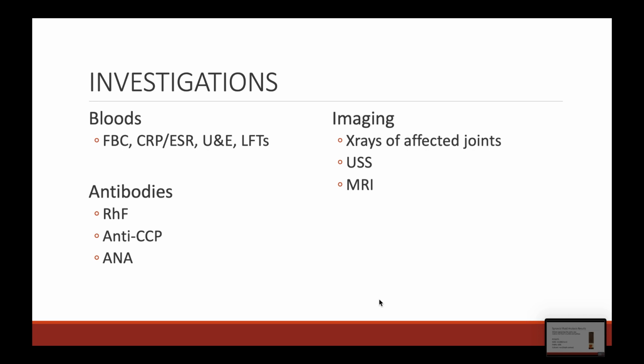Anti-CCP is more specific than rheumatoid factor, which means that it's not really positive in a healthy patient, and if it's positive, then it's highly suggestive of a rheumatoid condition. Again, ANA is very non-specific as well. You would consider imaging such as X-ray of the affected joint, as well as ultrasound and MRI.